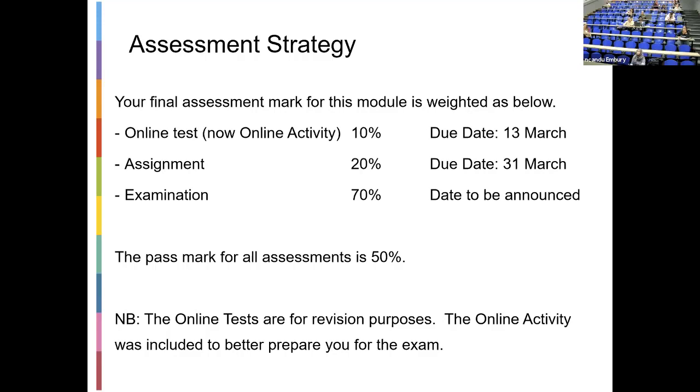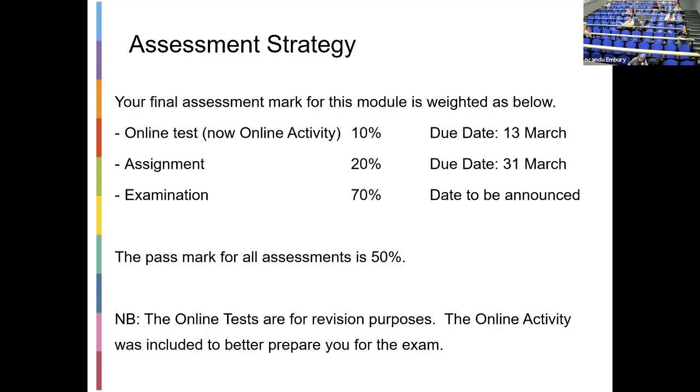Secondly, you have to complete a formal assignment. So this contributes 20% towards your year mark, and the due date for this is the 31st of March. Again, once you have completed your online activity and your assignment, you need to have achieved a duly performed mark, a DP, of 40% in order to gain access into the exam.